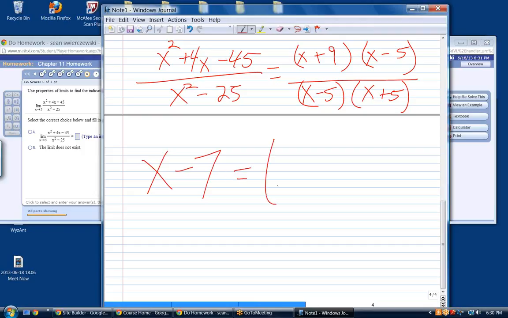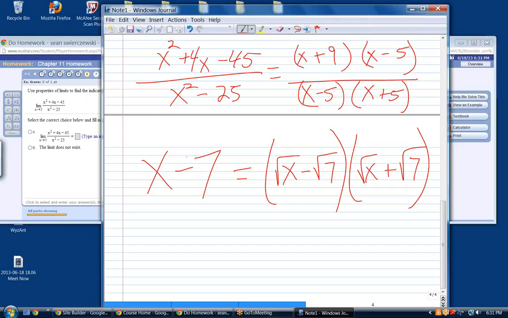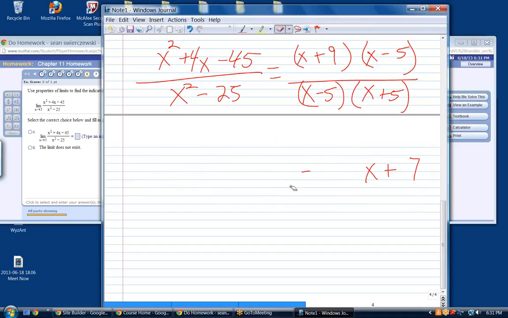guess what? That's equal to square root of x minus square root of 7 times square root of x plus square root of 7. In other words, I can factor any two terms using the difference of squares, even if they're not perfect squares. Every number is the square of something. 7 is the square of square root of 7. And this will come into play. You'll get limit problems that require you to use this, or at least this is one of the easier techniques.